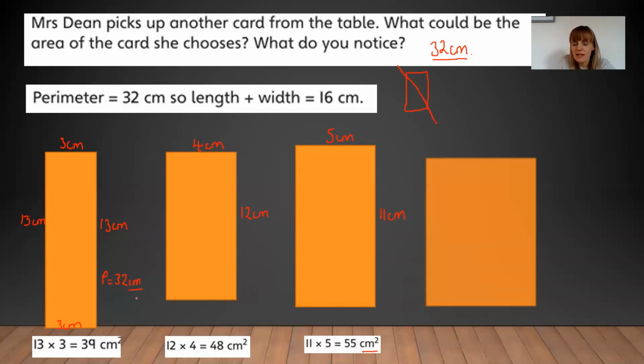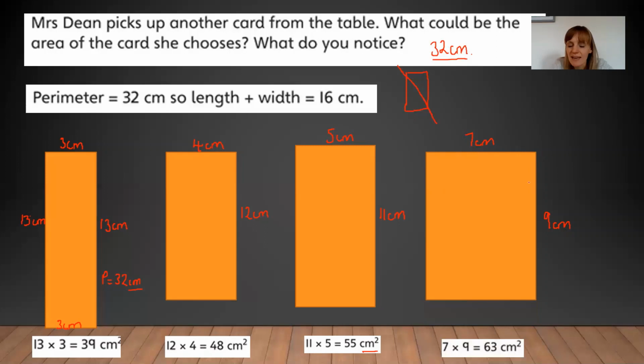Okay, one more then. So here we go. Imagine this time I've got my width of 7 centimetres. The other way around this time. So if my width is 7 centimetres, my width and my length have to add up to what? Have to add up to 16. So what do I need to add to 7? I need to add 9 centimetres. So this time, 9 times 7 for my area gives me an area of 63 centimetres squared.